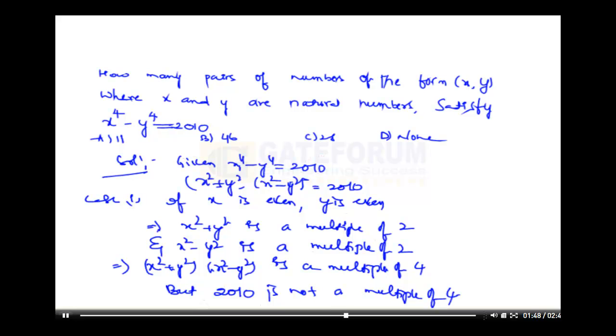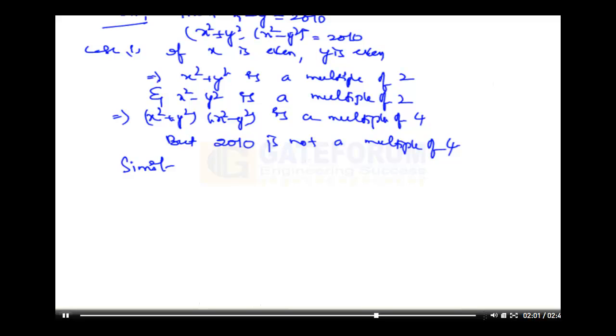So this is the first case. We are proving that no pair x comma y should be formed here. And in this case we are proving that no pair exists. And similarly we can prove the other 3 cases.